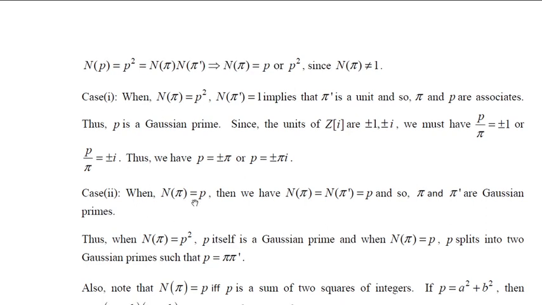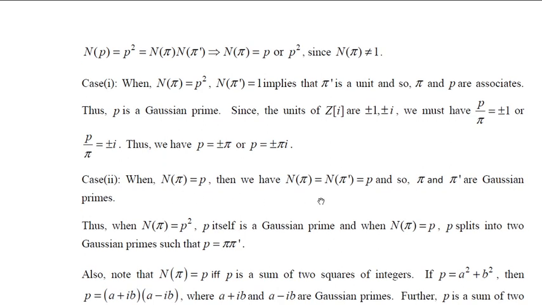Similarly, when N of pi equals p, then it has to be p, so p into p will give you p squared. So if N of pi equals p, N of pi dash is also equal to p. That means we are getting pi and pi dash are Gaussian primes, so that N of pi into N of pi dash gives you p squared.